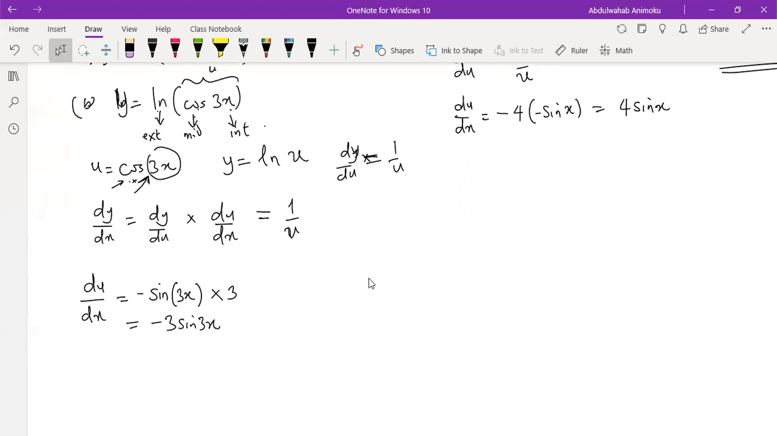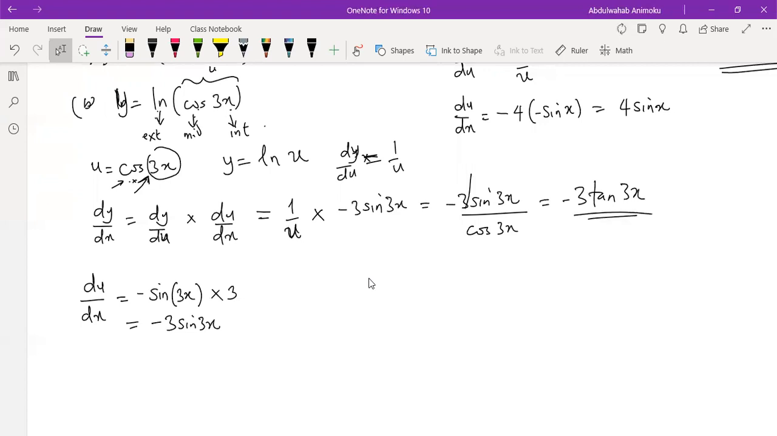So we can bring things together: 1 over u, so dy/du times du/dx. So 1 over u times minus 3 sine 3x. This gives us minus 3 sine 3x all over u. What is u? u is just cos 3x. And this gives us minus 3 tan 3x. If you know the trig identity, sine of any function over cosine of that same function will give us tan of that function. Okay, so this is the solution to the second problem.